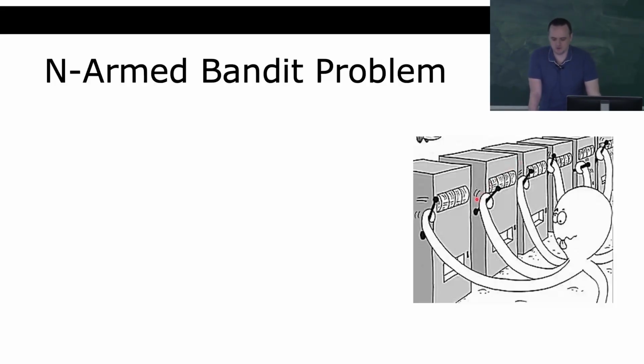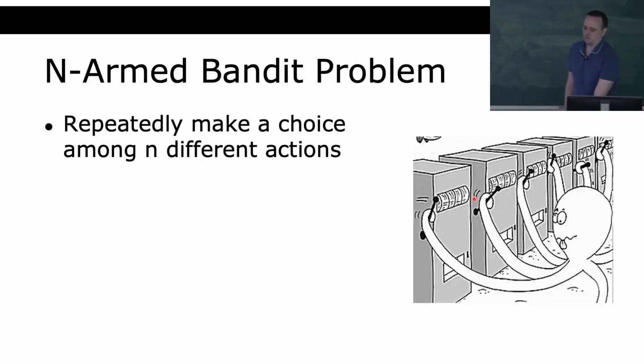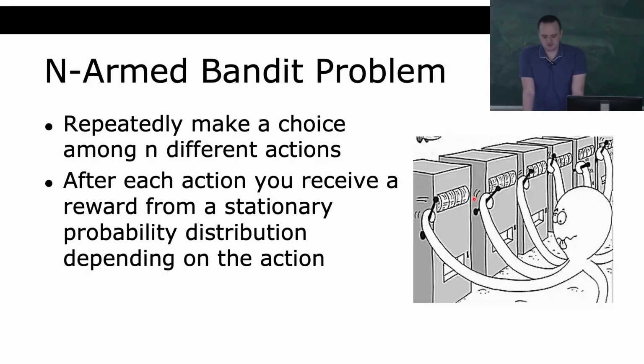And here what we're going to do is treat these problems as an n-armed bandit, meaning that we're going to have n different slot machines. And so that's where this name comes from. So we're going to repeatedly make a choice among n different actions. And after each action, you're going to receive a reward from what I'm calling a stationary probability distribution, depending on the action.